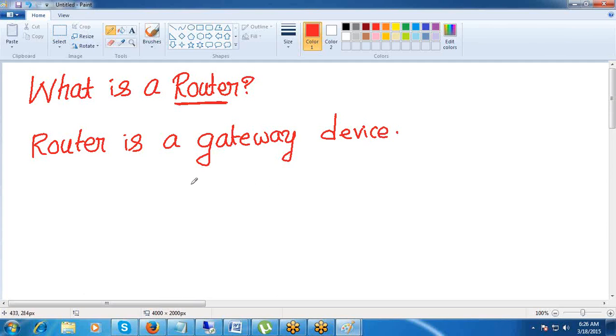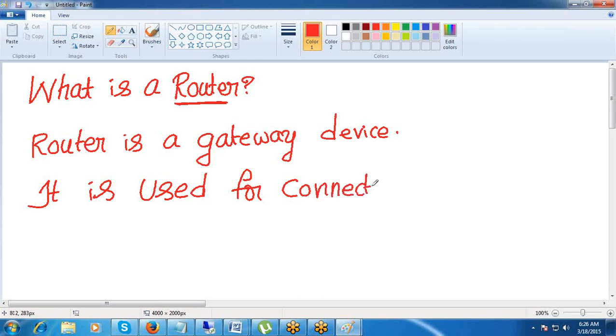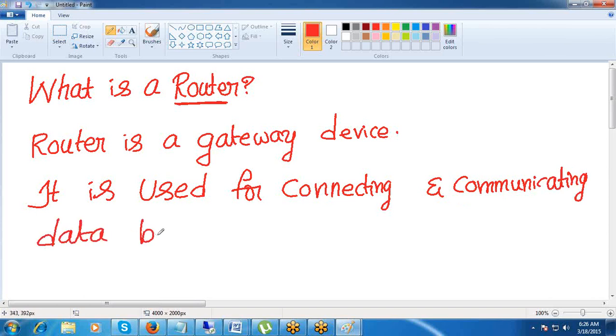And the basic uses of a router now. It is used for connecting and communicating between different devices, connecting and communicating the information, the data, between different networks.